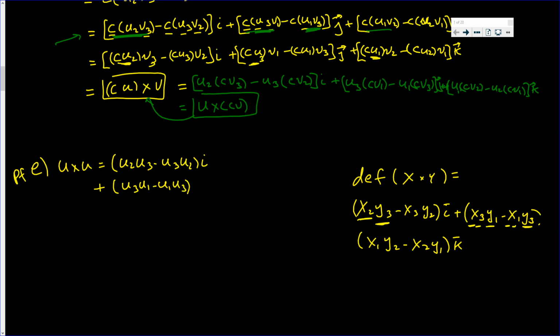U1, U3, that's in the j direction, plus it's going to be U1, U2 minus U2, U1. But if you look, those are the same. You subtract them, you get 0. Remember, multiplication commutes. These are real numbers, they're not vectors. Okay, so we get 0i plus 0j plus 0k, which is the 0 vector in R3. So that's letter E.